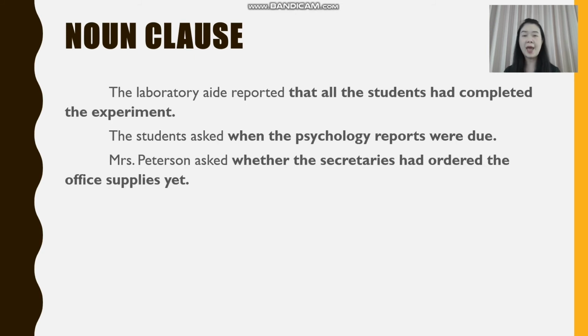The students asked when the psychology reports were due, the same, right? Or Mrs. Peterson asked whether the secretaries had ordered the office supplies yet. So all of these are examples of how we use the noun clause as the direct object in the sentence. Reported what, asked what, okay? So we just use them to be the direct object of the sentence.